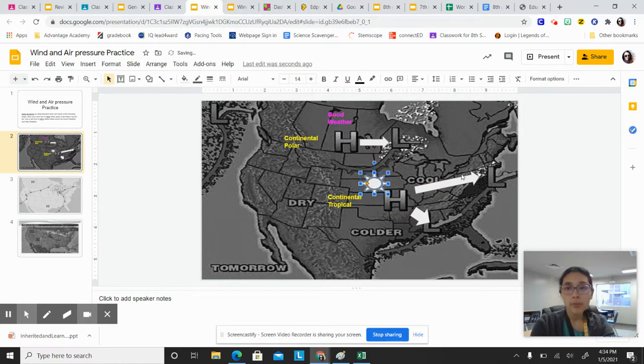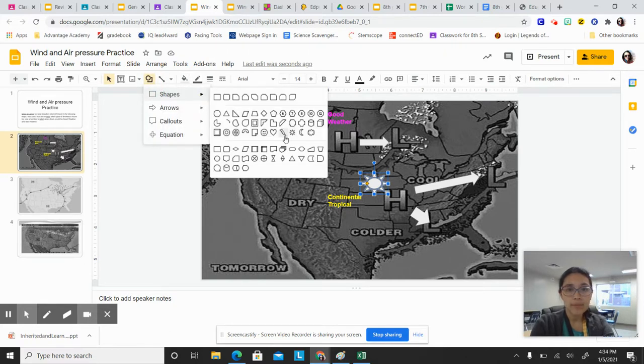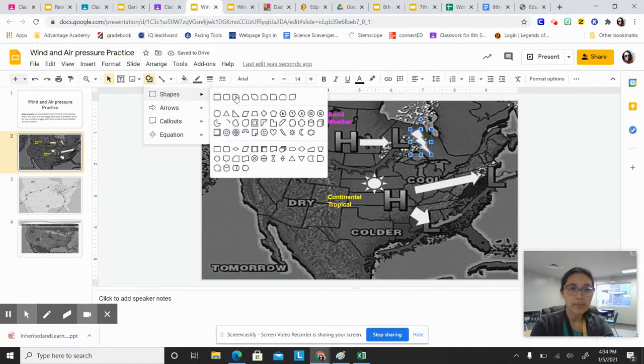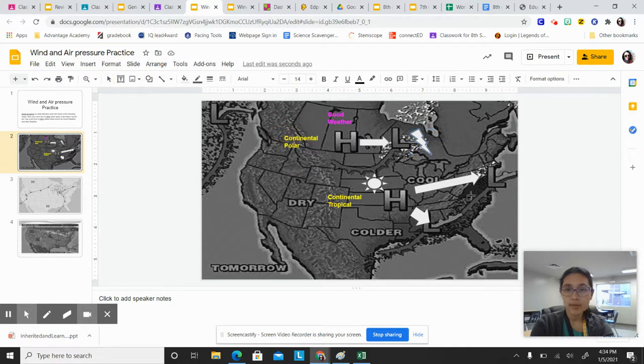Okay. My low pressure systems are going to bring stormy weather or bad weather. So I'm going to put a lightning bolt here. And here. And also here, because my low pressure areas bring rain and stormy weather.